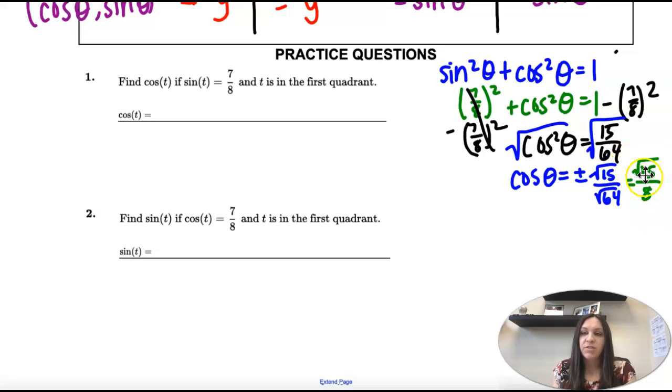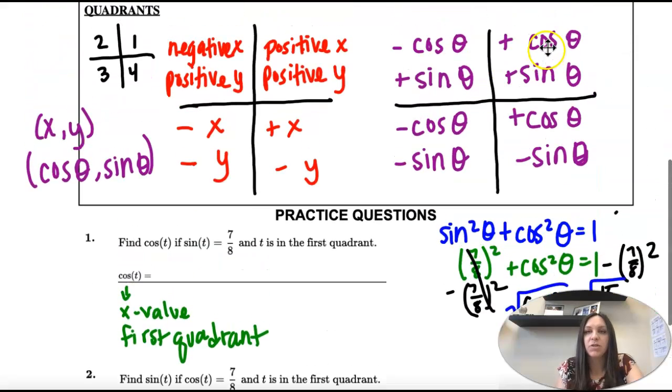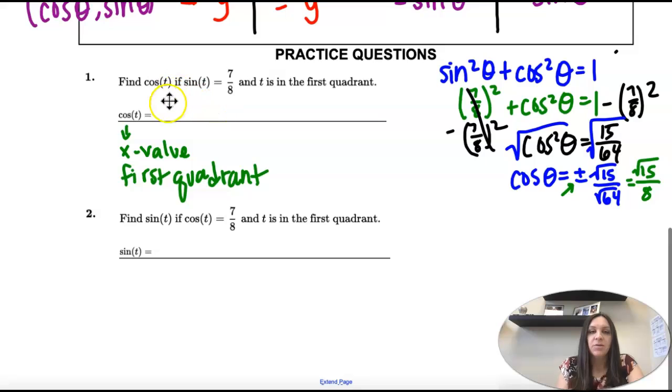So square root of 15 over 8, and then we need to determine, do we want the positive or the negative? So remember, cosine is our x value, and we're looking in the first quadrant. So cosine in the first quadrant should be positive. Okay, so it's going to be positive square root of 15 over 8.